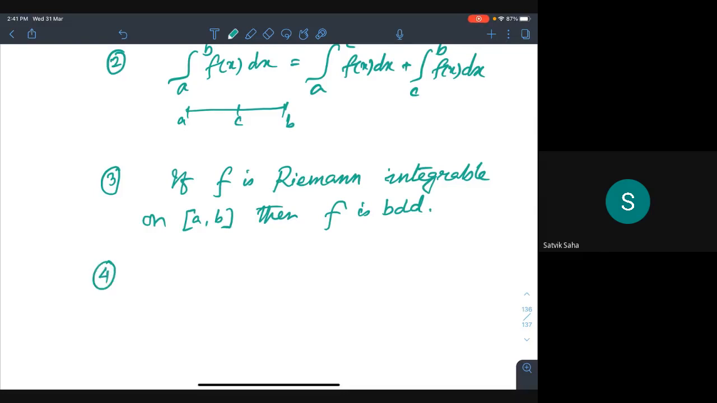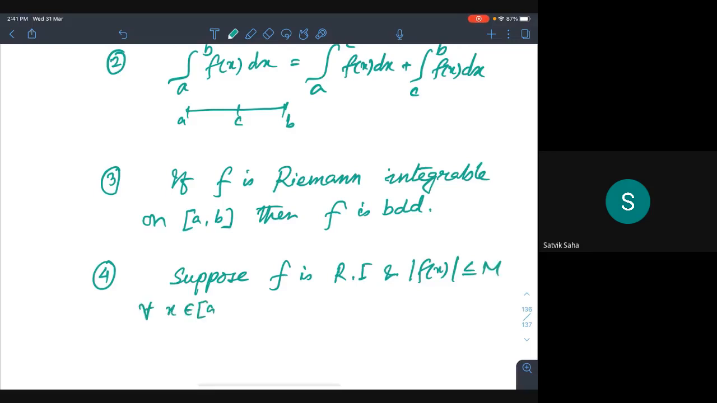Fourth is: suppose f is Riemann integrable and the modulus of f(x) is less than or equal to M for all x in [a,b]. Then the absolute value of the integral from a to b of f(x) dx is less than or equal to M times (b minus a). This is very simple, right? There's nothing to prove actually.